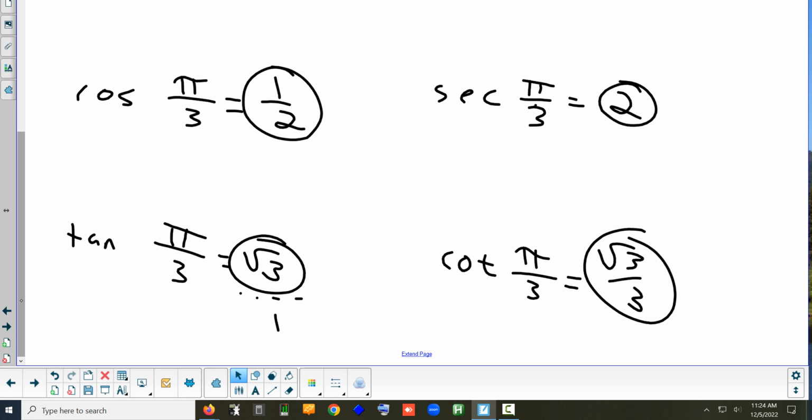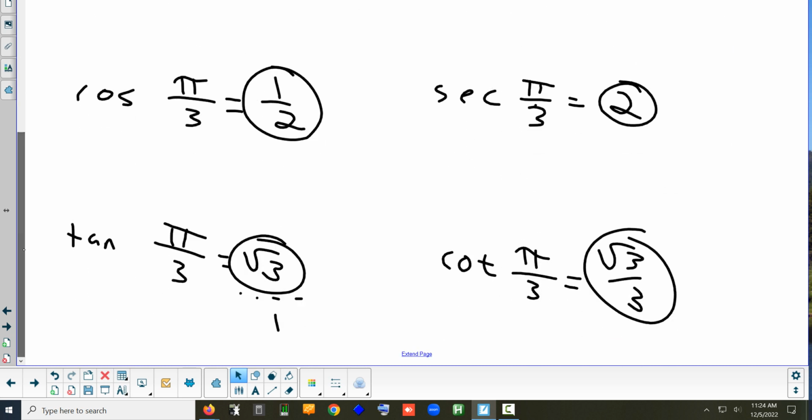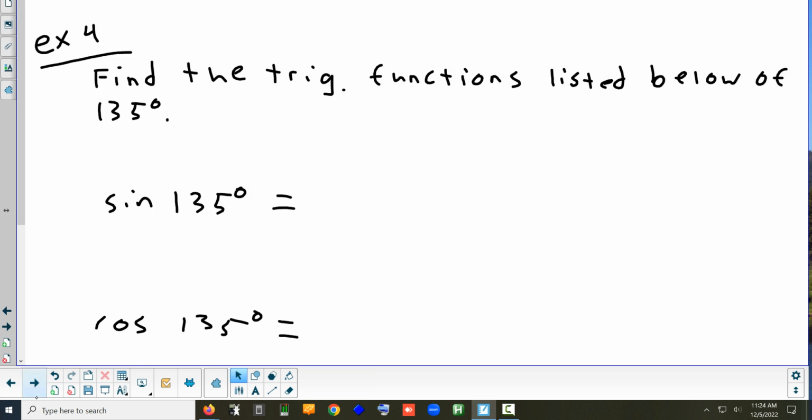Do you want me to show you the special right triangle method? Maybe at some point, yes. He doesn't want me to show you right now. No. You don't have time? You never have time.